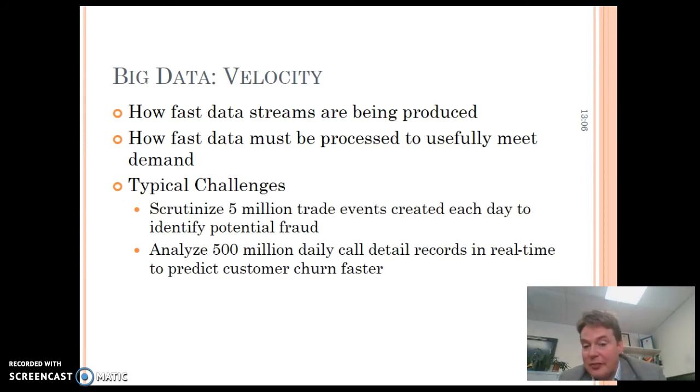So, look at it, 5 million trade events every day for something like a Visa card. You have to identify trends in that would indicate fraud. So, if there's an unusual purchase on your credit card, you might get a text message asking you to confirm that it's actually you. So, 5 million daily call detail records to predict customer churn faster. So, we're looking at phone conversations with a company to identify what are the predictors that indicate somebody's about to leave our company.